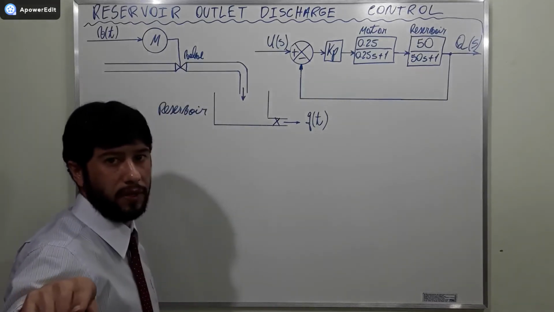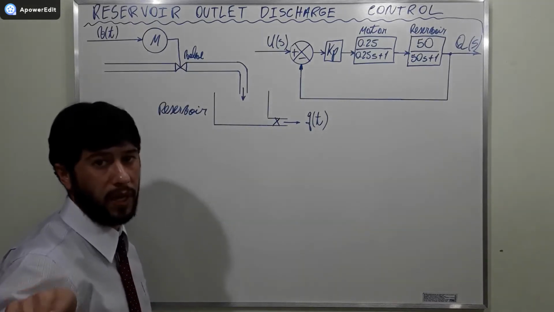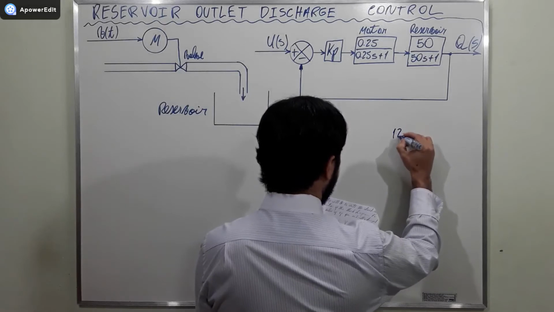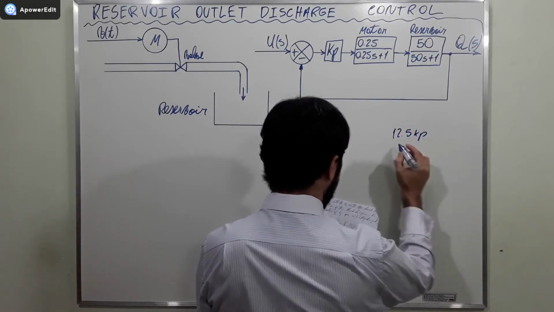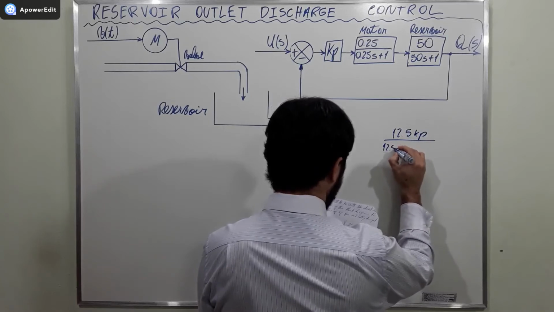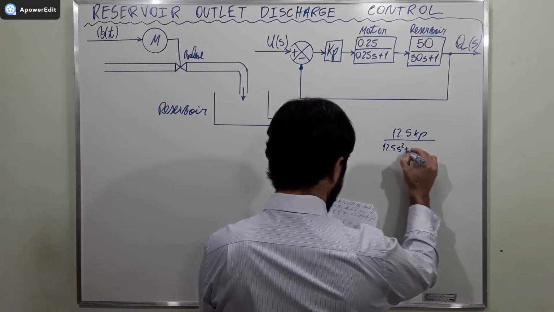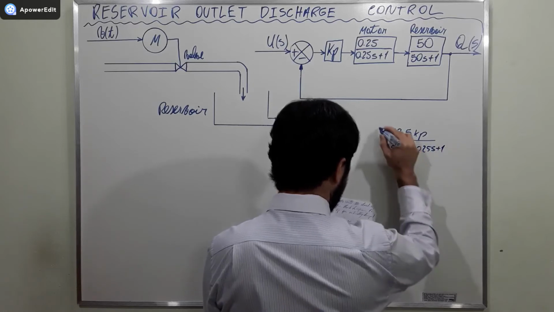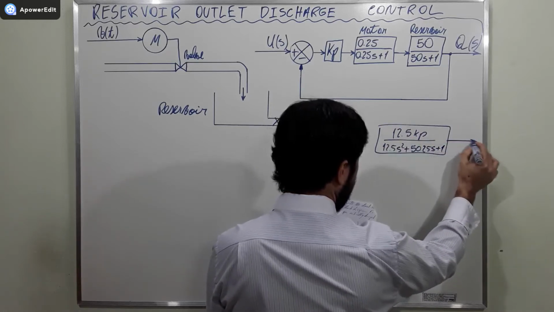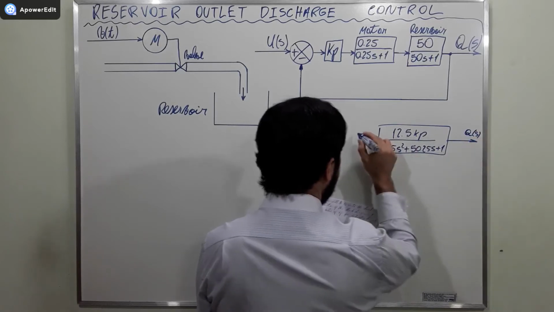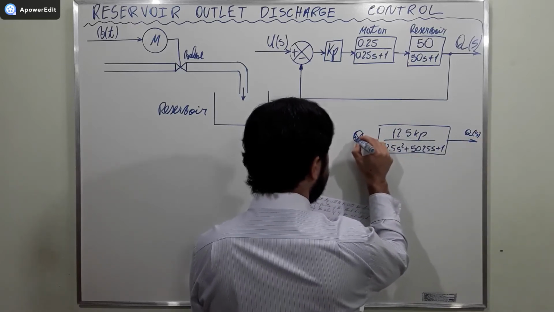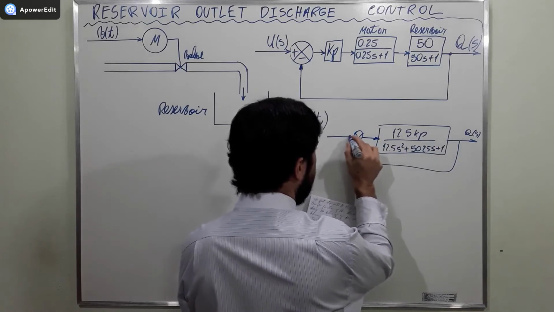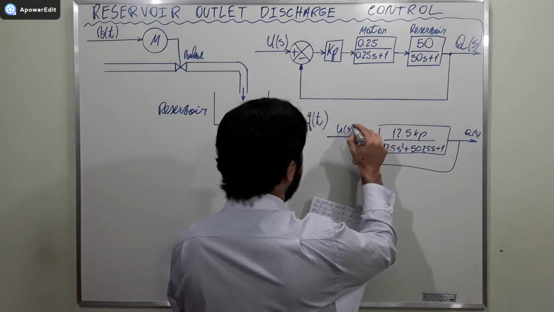I left the problem in the description of the video, the problem that I read. See there. Okay, so the new block diagram will be 12.5 Kp divided by 12.5 S squared plus 50.25 S plus 1, and this here Q of S, here the error, and here the feedback loop, and here the input U of S. Okay?